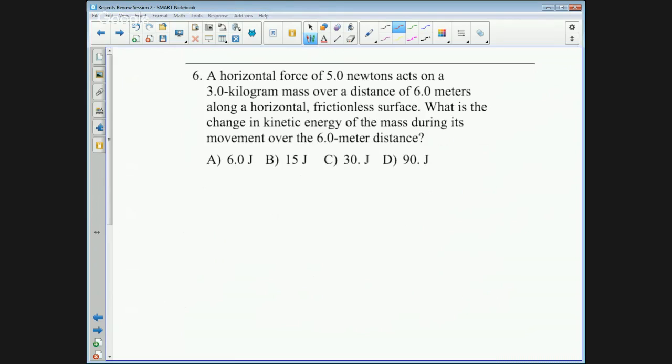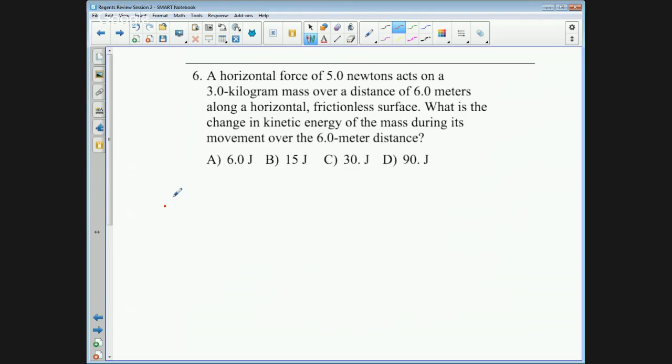Next says a horizontal force of 5 newtons acts on a 3 kilogram mass over a distance of 6 meters along a horizontal frictionless surface. What is the change in kinetic energy of the mass during its movement over the 6-meter distance? Again, this is a lot of words. Let's list out my variables.